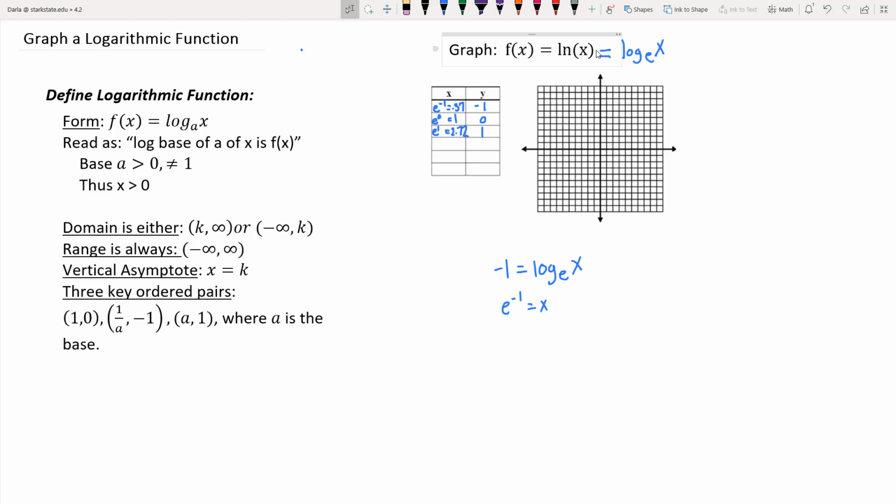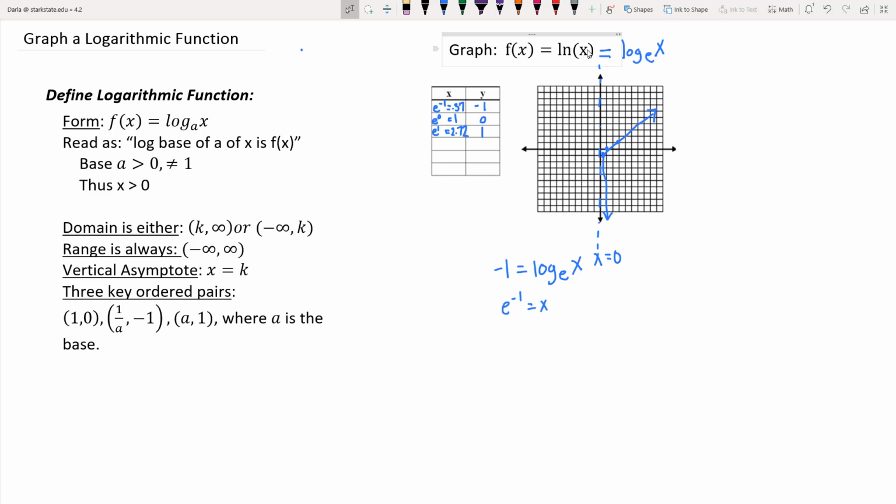So you would graph 0.37, -1, which would be approximately here, 1, 0, and then 2.72, 1. And you would get a graph that approaches that y-axis but never hits it, so it kind of just follows it down. So there's a vertical asymptote at x is 0. Now obviously if there were transformations that may change, but that gives you the graph.